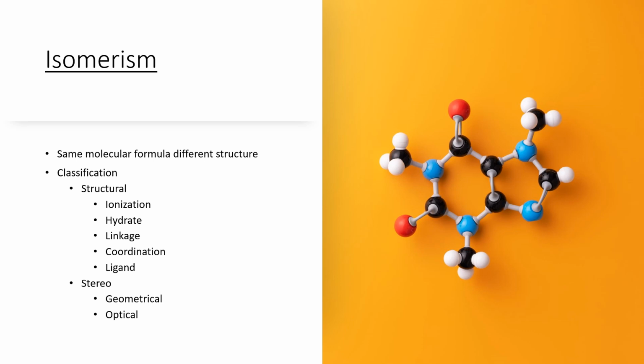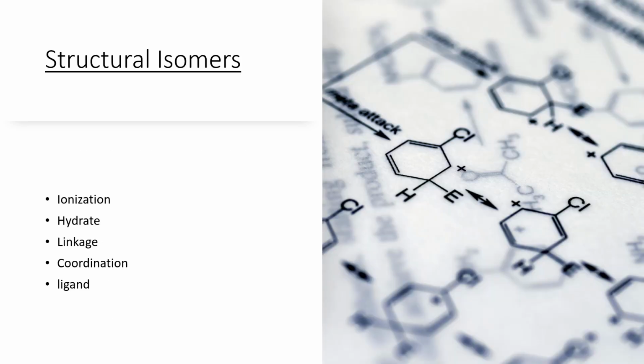The major classifications of isomerism are structural isomers and stereoisomers. Let us look into structural isomers first. Structural isomers are of five types: ionization, hydrate, linkage, coordination, and ligand.